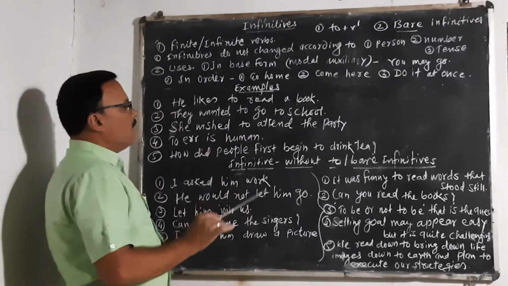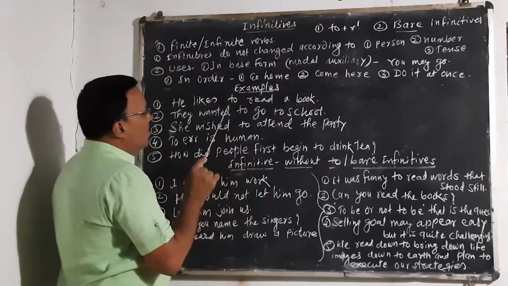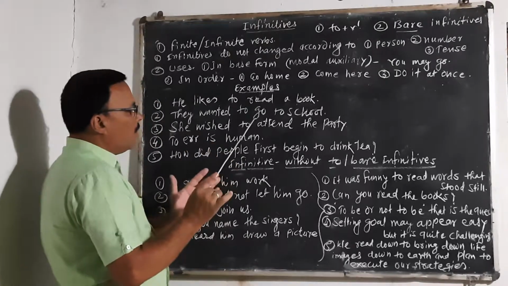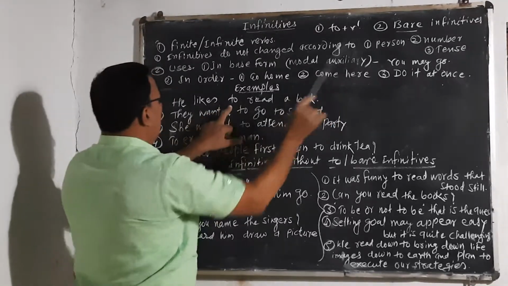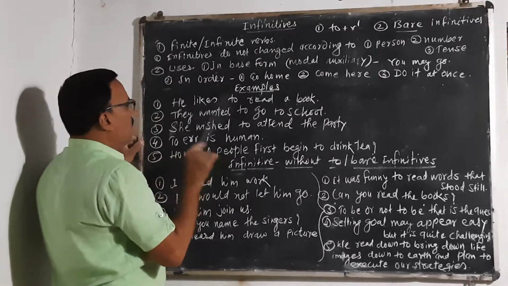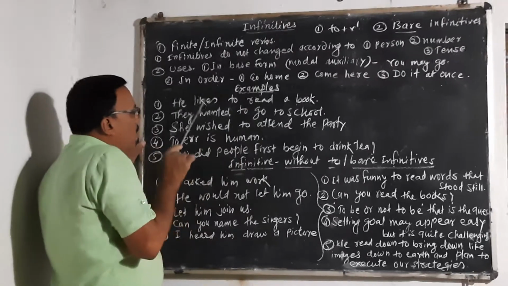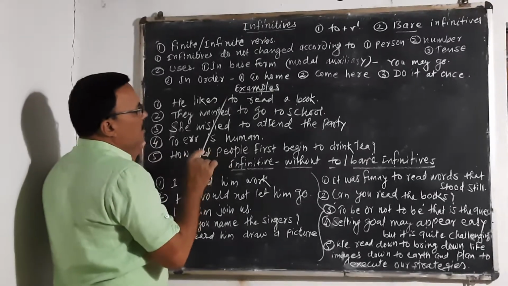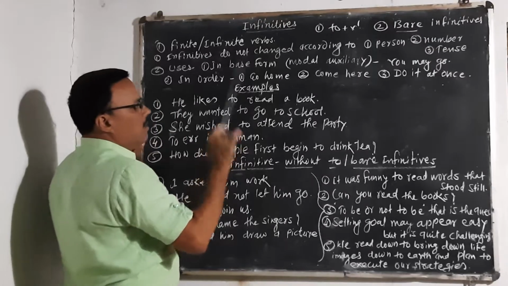Okay. Now some examples are there. He likes to read a book. Here to read is the infinitive. Now how can we say that it is infinitive? Because this is not changed according to a person. If we use she in place of he, she likes to read. I like to read, they like to read. Even though we change the person, there is no change, and therefore it is infinitive.